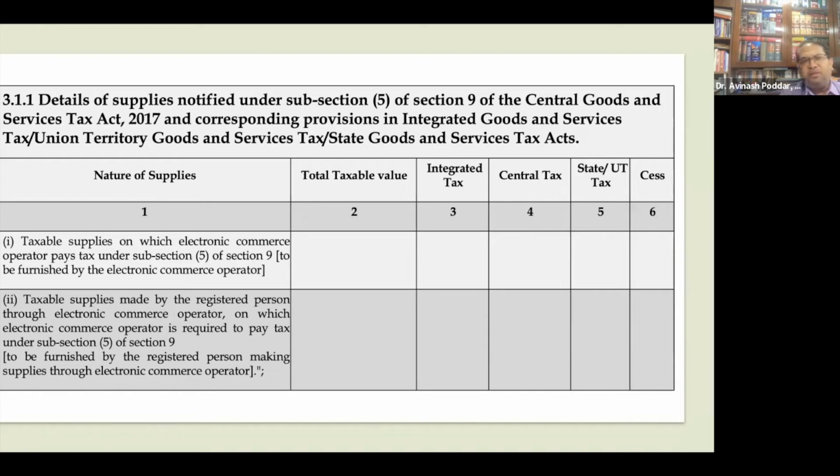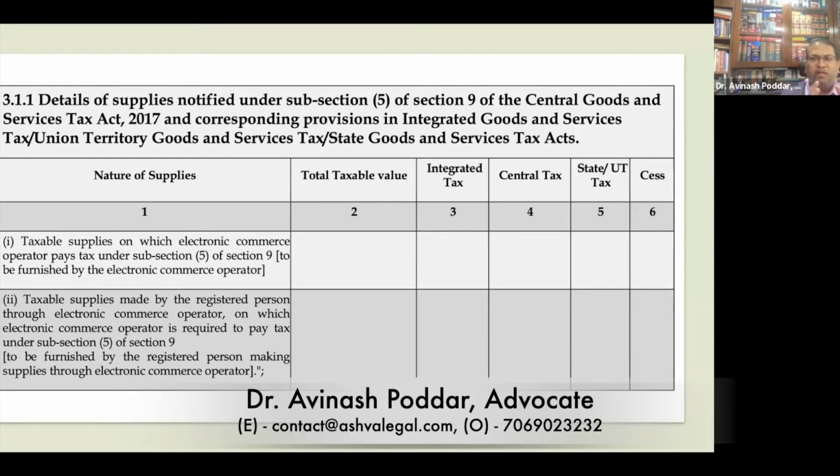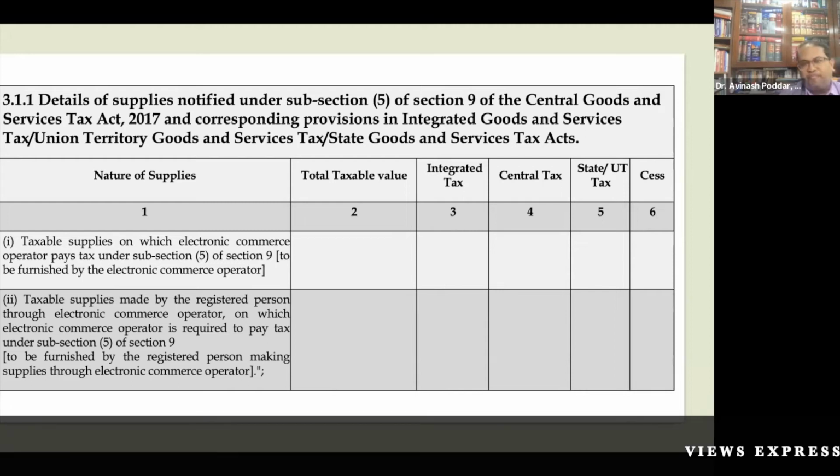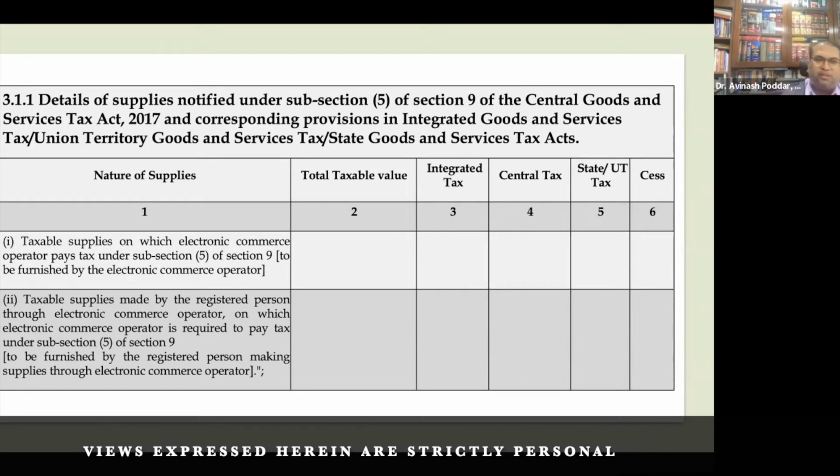So what they are saying is कि आप जो पहले टेबल 3.1 में दिखाते थे क्लॉज ए में आउटवर्ड सप्लाईज अदर देन 0 रेटेड, nil रेटेड एंड एग्जेम्प्टेड, अभी 9.5 से पर्टेनिंग जो सप्लाईज हैं वो शुड नॉट बी शोन इन 3.1, मीनिंग देयर बाय इलेक्ट्रॉनिक कॉमर्स ऑपरेटर से रिलेटेड जो भी सप्लाईज हैं, चाहे उस पे इलेक्ट्रॉनिक कॉमर्स ऑपरेटर को टैक्स भरना है, चाहे उसमें जो व्यक्ति इलेक्ट्रॉनिक कॉमर्स ऑपरेटर की सर्विसेज ले रहे हैं उनको टैक्स भरना है. In both the cases the report will not be in 3.1, it will be now in this 3.1.1. So this is the first change.